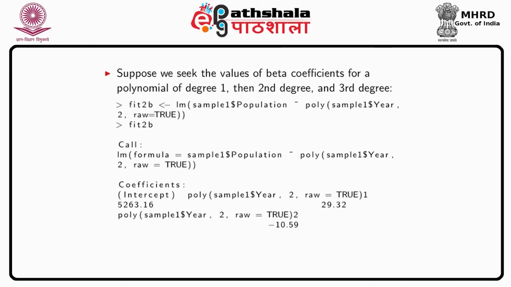Similarly, if the second coefficient, which corresponds to x square, changes by 1 unit, then in the polynomial regression, y will change by 10.59. Because 10.59 has a negative sign attached to it, we know that if the second coefficient corresponding to x square increases by 1 unit, then y would decrease by 10.59 units.